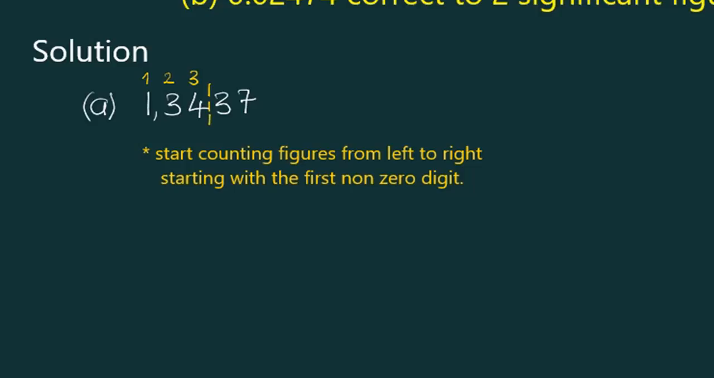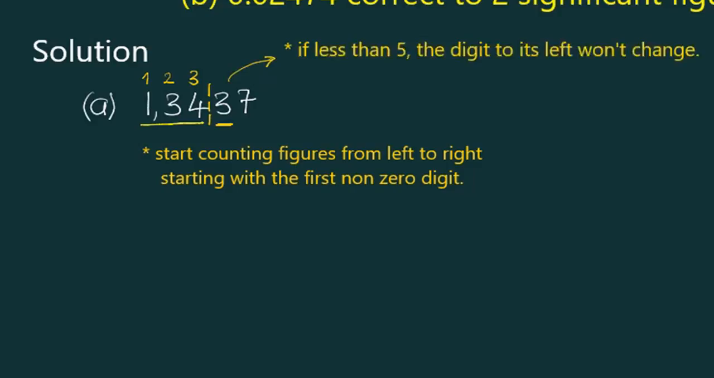Alright, so these now are my 3 significant figures, and before I just write them down, I look at the number that is in front of the third significant figure. In this case we've got 3, and if this number is less than 5, the digit to its left, which is our third significant figure, which is 4, won't change. In this case we've got 3, which is less than 5, so that means 4 won't change.